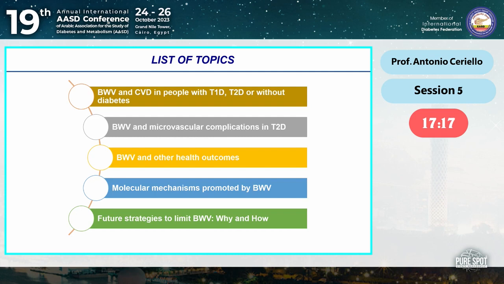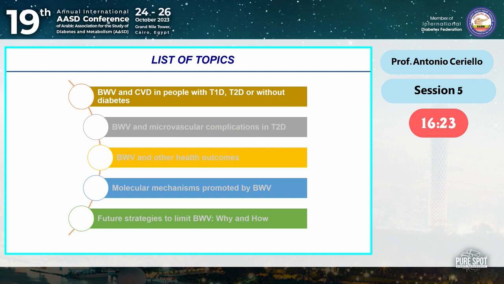What we will touch on shortly is how body weight variability and cardiovascular disease are linked in people with both type 1 and type 2 diabetes, but also in people without diabetes. How body weight variability could also influence the appearance of microvascular complications, at least in type 2 diabetes, where we have evidence, as body weight variability can influence other health outcomes. And of course, how this phenomenon can work in increasing the risk for cardiovascular disease. And finally, what can we do to avoid weight variability in people with diabetes, but also without diabetes?